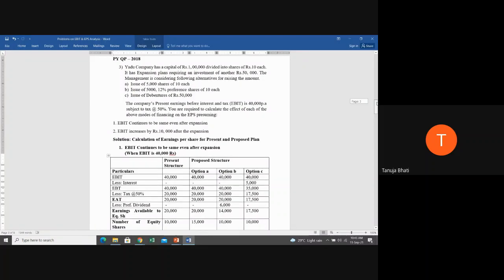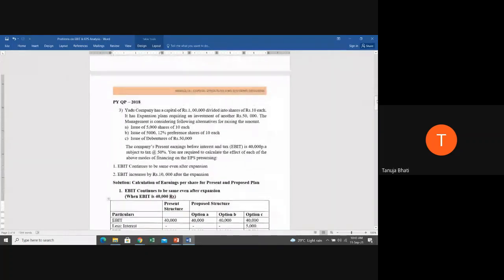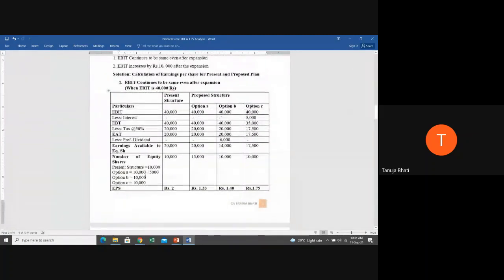Okay. After that, you have to take number of equity shares. Now for the present structure, students, what is the number of equity shares? Present, that is current structure, they have rupees 10 lakhs, divided into shares of rupees 10 each. So can you all tell me what are the number of shares here? In the present structure, what were the number of shares? If they have taken 1 lakh rupees as capital by issuing shares of rupees 10 each, what is the number of shares that they have issued? Yes. 10,000. Okay. So for present structure, it is 10,000.